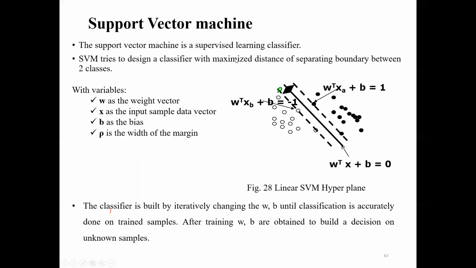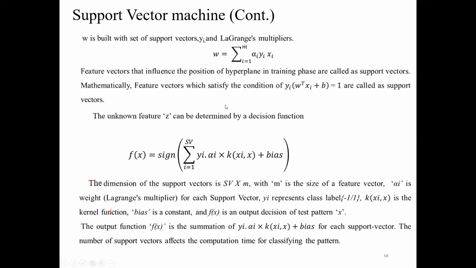The support vector machine is a supervised learning classifier with variables of weight vector. As we already discussed, SVM tries to design a classifier with maximum distance of separating boundary between two classes. The classifier is built by iteratively changing the weight vector W, with B as the bias, until classification is accurately done on the trained sample. After training, W and B are obtained to build a decision on the unknown sample. In SVM, W is built with a set of support vectors and Lagrange multipliers, as already discussed.